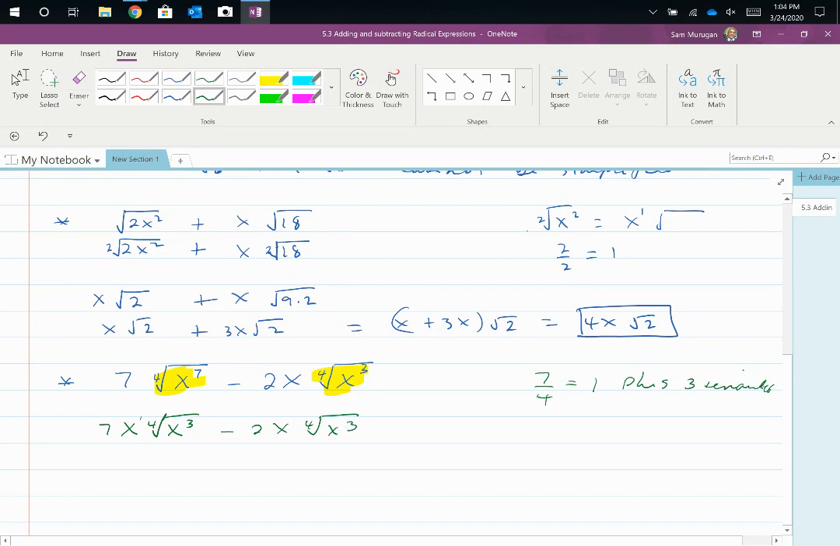So notice that the two radicals are exactly the same now. So this is equal to 7x minus 2x, and we factored out the common radical, the fourth root of x cubed. So 7x minus 2x is 5x, the fourth root of x cubed. This is not x3, it's x cubed.